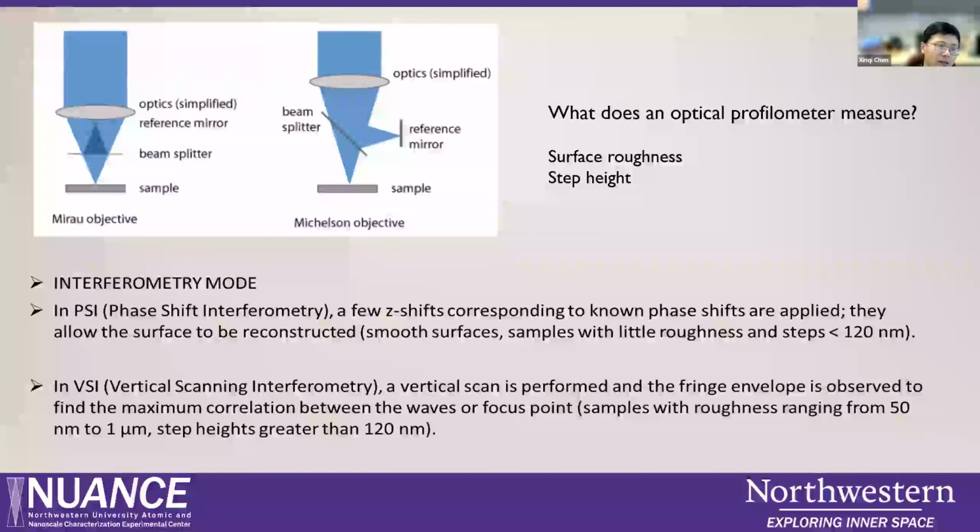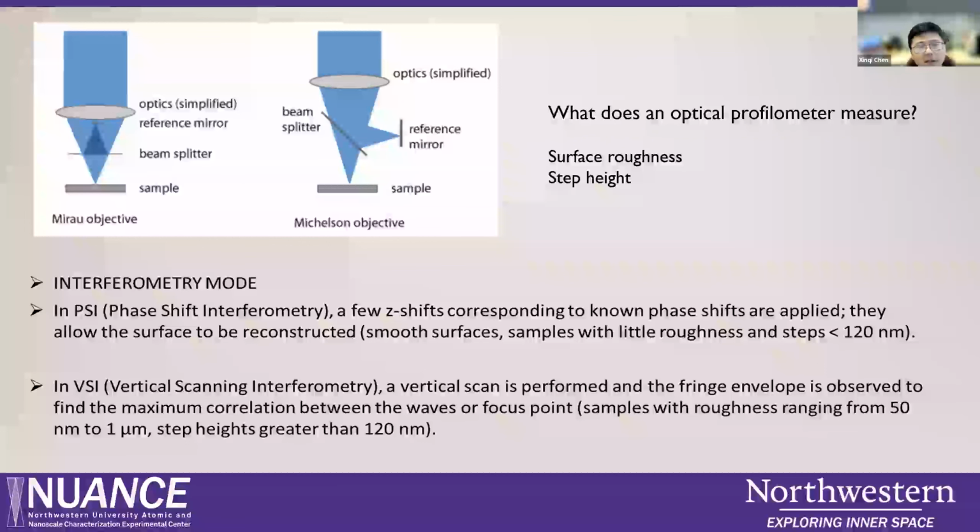The common mode is VSI, the vertical scan mode. Here you adjust Z, typically going up a few microns and down 20 microns, depending on your step height. It goes level by level, adjusting the Z height, and then we can get the height information. This VSI mode is the common one for our applications.